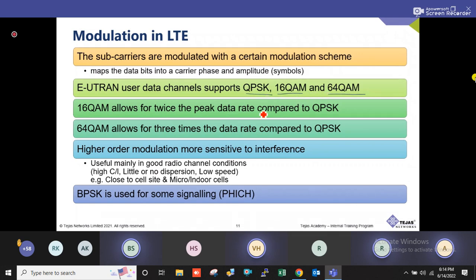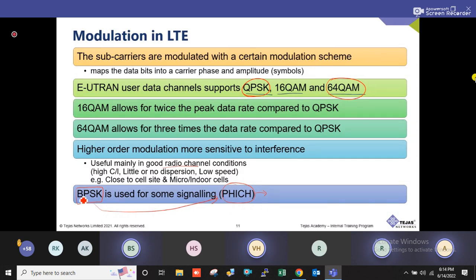Now remember this, we are using three different modulation schemes which are adaptive in nature, purely depending on RF condition. You can see here, in good RF condition we go with 64 QAM. In poor RF condition we go with QPSK. Only one modulation scheme is not utilized by data transactions. It is used by a special channel, which I'll come to on day 5, called PHICH.